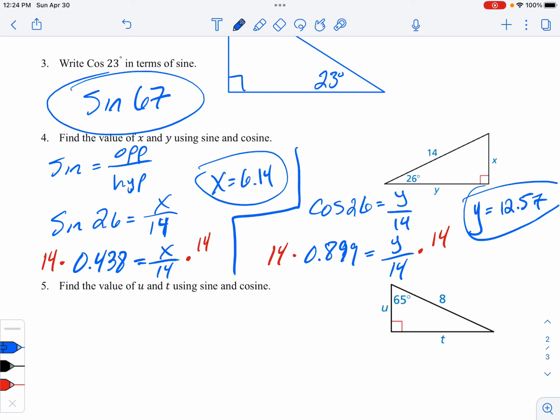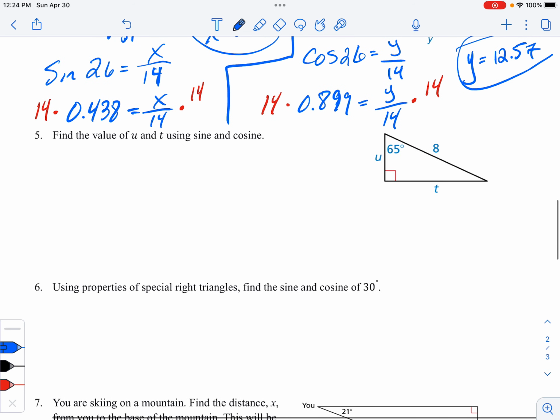This is the same, this is kind of the standard process. This is the same idea we use for tangent. The only difference is now we need to decide which function is going to be most appropriate to use. And sometimes if we know both angles, you have more than one option, and it's just up to you which one you're going to choose to use.